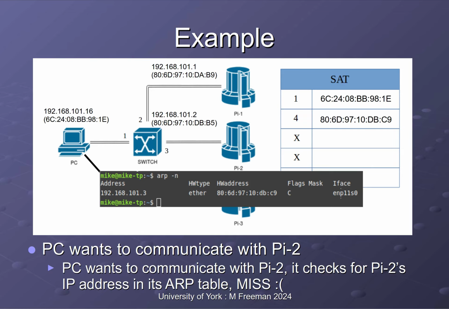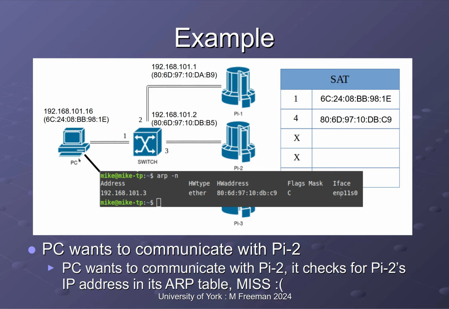Okay then, so previously the PC and Pi 3 have communicated with each other. So they've both transmitted packets onto the network. So the PC transmitted a packet to Pi 3, for example. So the switch learnt the MAC address for port 1. Then Pi 3 transmitted a packet back to the PC. So the switch recorded for port 4 the MAC address of Pi 3.